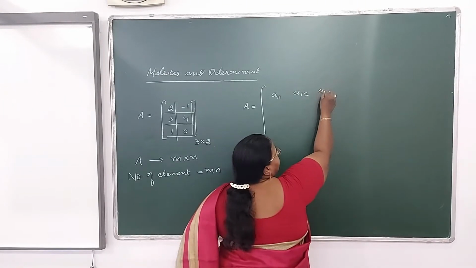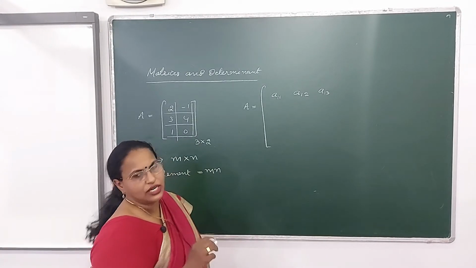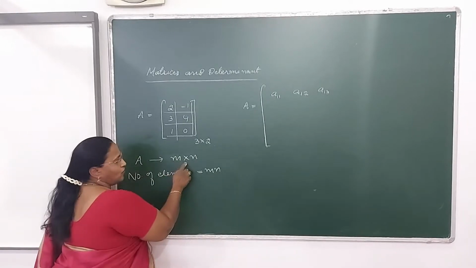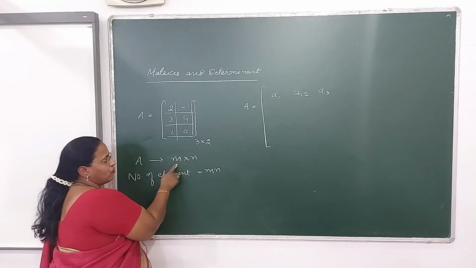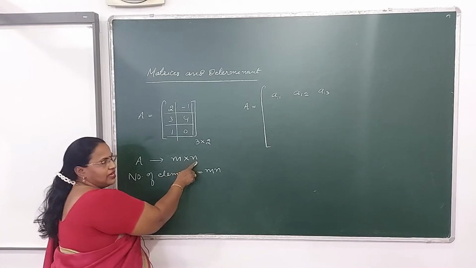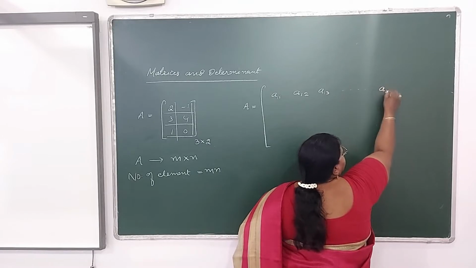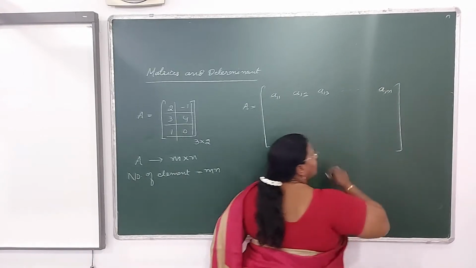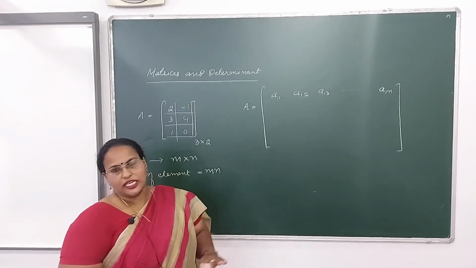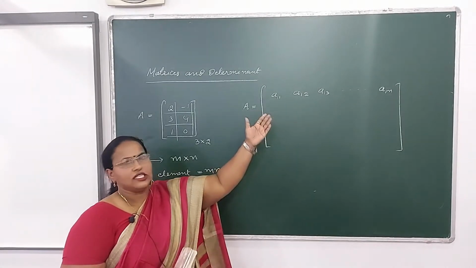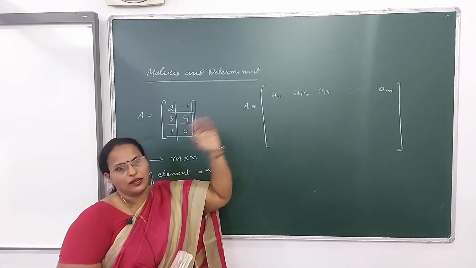Likewise, A13, this is the element. Now this element is placed where? First row, third column. Now the matrix we are going to write is of order m by n. Means m number of rows are there and n number of columns are there. So in this, what will be the last element? It will be A1n. What does this A1n mean? A1n means the element is placed in first row and nth column.